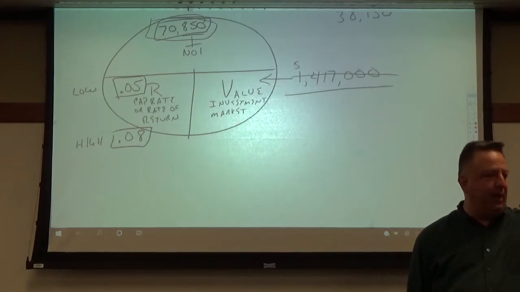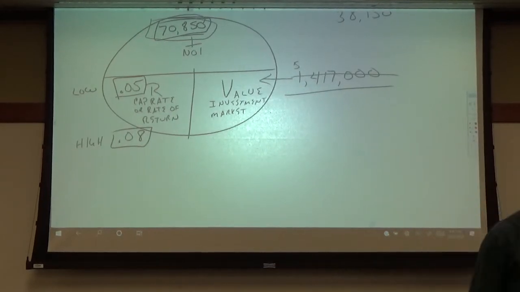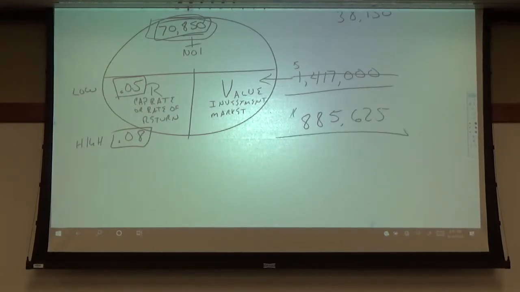How many of you say it goes up? How many of you say it goes down? Okay, good. The value goes down. This shows me that you're a reasonably intelligent group. I meant that as a compliment. 70,850 divided by 0.08 is 885,625.